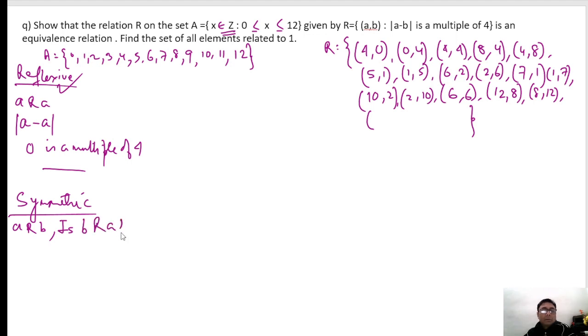BRA. So let's check. ARB means mod of A minus B. They are telling it is a multiple of 4. That means 4 into lambda. Well, lambda is any number. Okay, I can tell lambda is any integer.